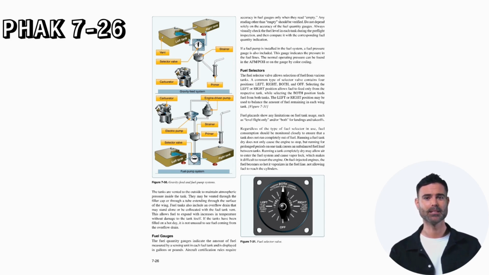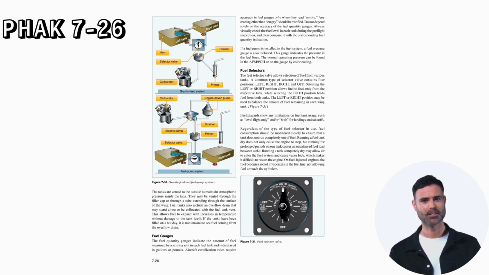fuel tank and is displayed in gallons or pounds. Aircraft certification rules require accuracy in fuel gauges only when they read empty. Any reading other than empty should be verified. Do not depend solely on the accuracy of the fuel quantity gauges. Always visually check the fuel level in each tank during the pre-flight inspection, and then compare it with the corresponding fuel quantity indication. If a fuel pump is installed in the fuel system, a fuel pressure gauge is also included.